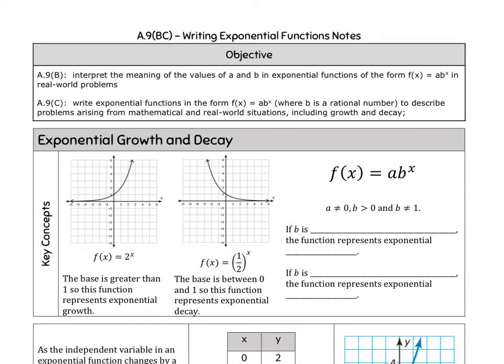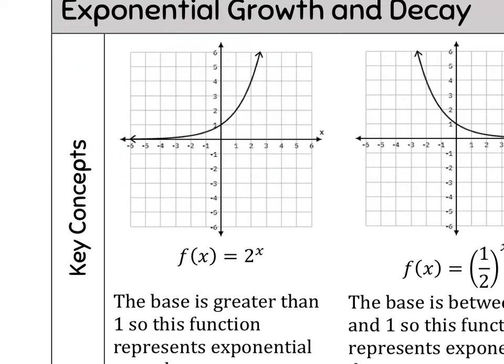We can either have a growth or a decay equation. What kind of number was in the parentheses for the growth equation? 2. Is that number bigger or less than 1? Bigger. So our b value is going to be bigger. That means that the graph is going to grow. It's going to be going up. That makes a lot of sense.